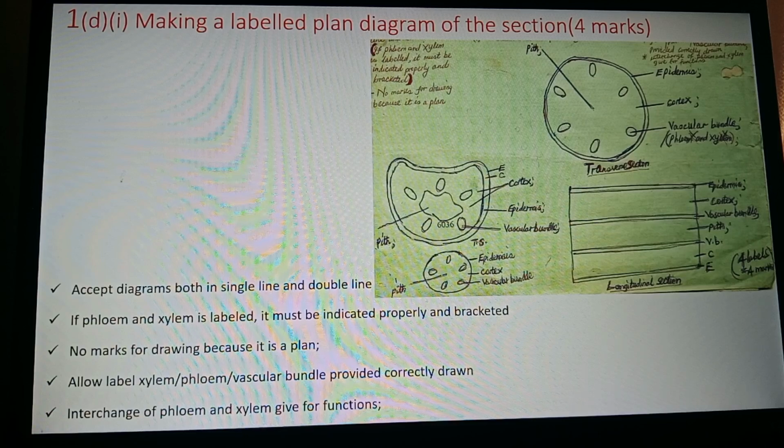So here, the instructions are: accept diagrams both in single line and double line. If phloem and xylem is labeled, it must be indicated properly and bracketed. No marks for drawing because it is a plan. Allow label xylem, phloem, or vascular bundle provided correctly drawn. If there are strokes, xylem, phloem, vascular bundle, you can allow. Interchange of phloem and xylem, give for functions.